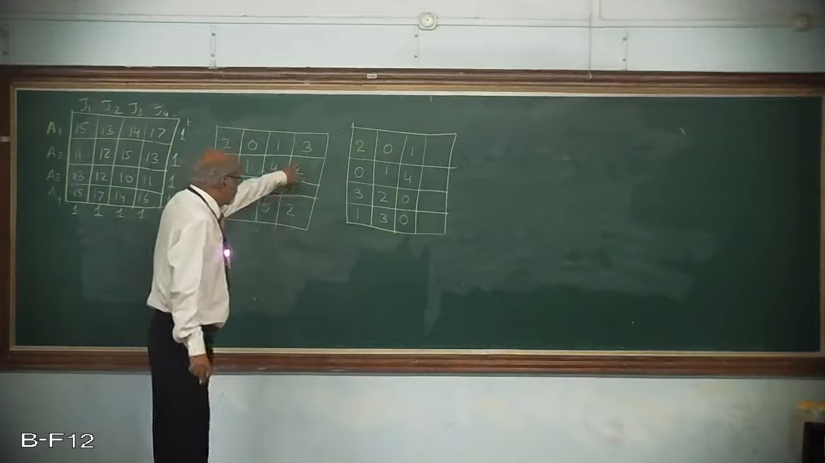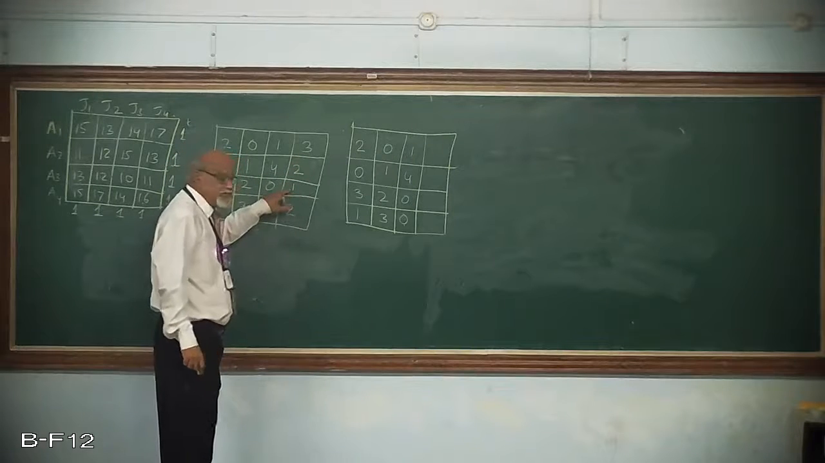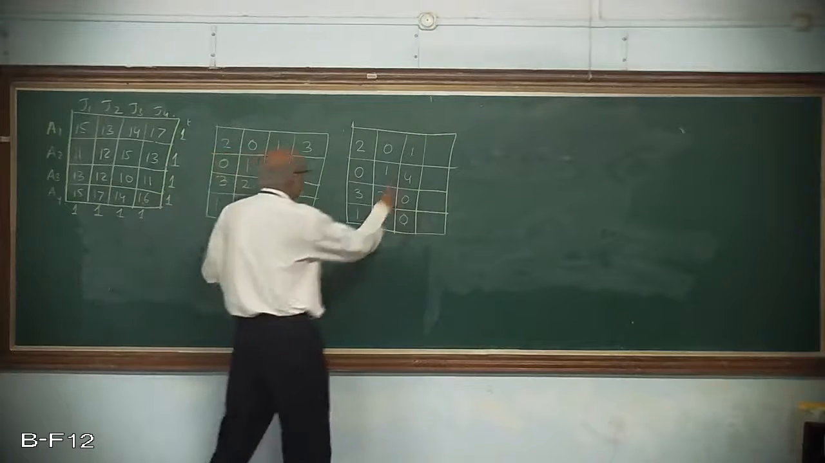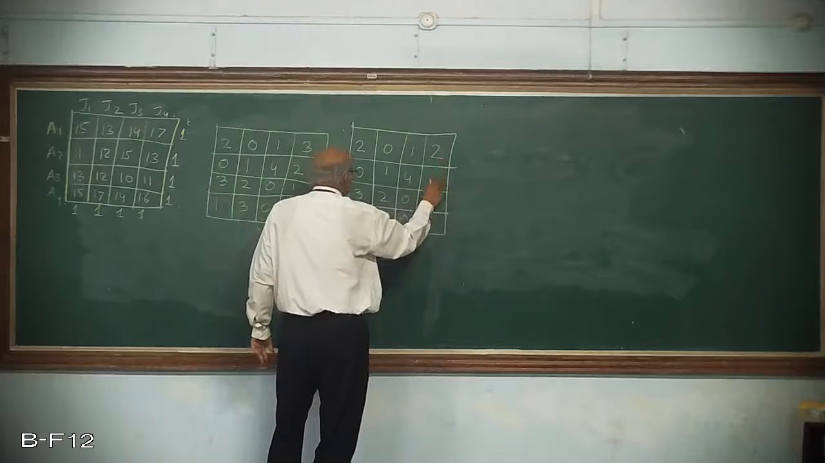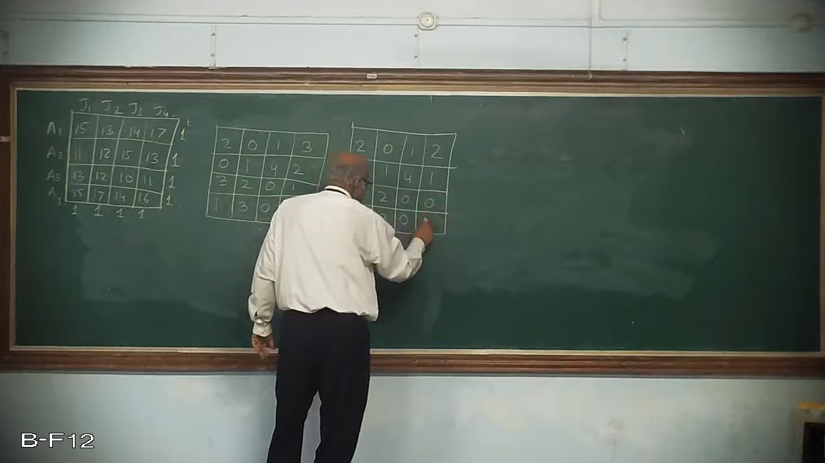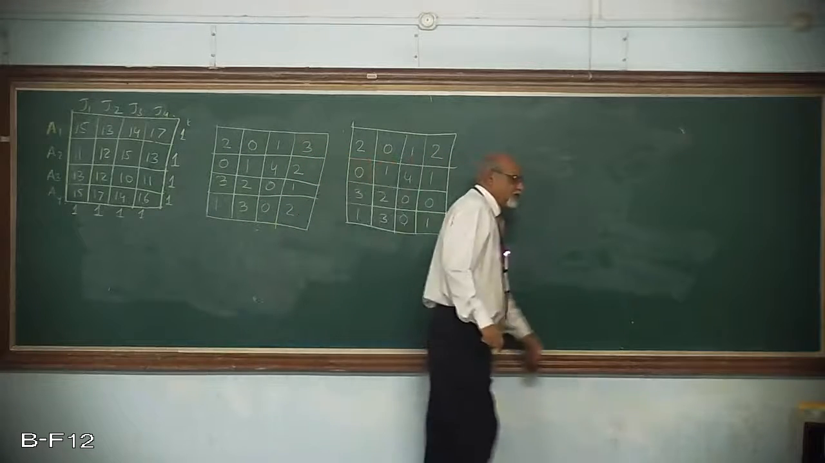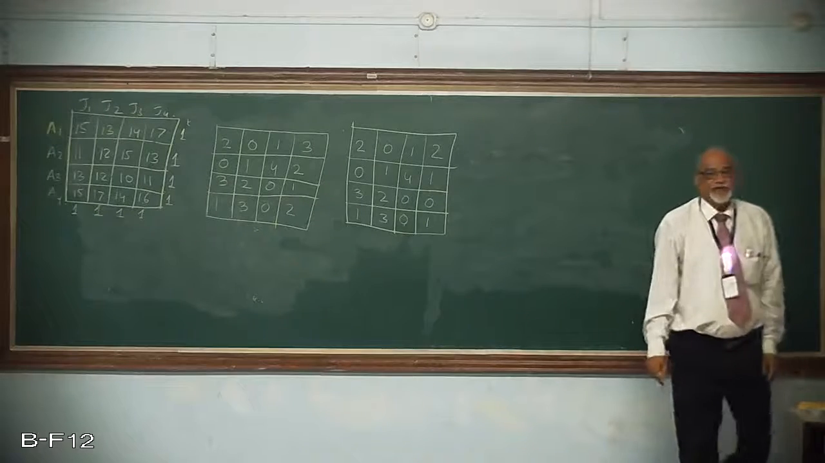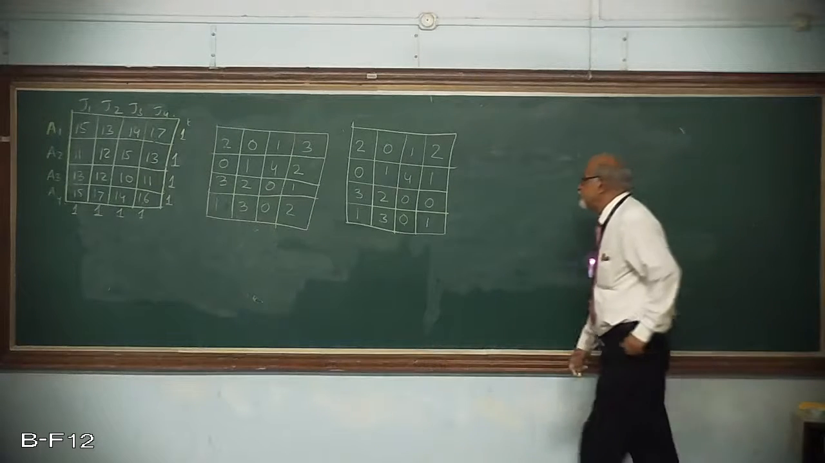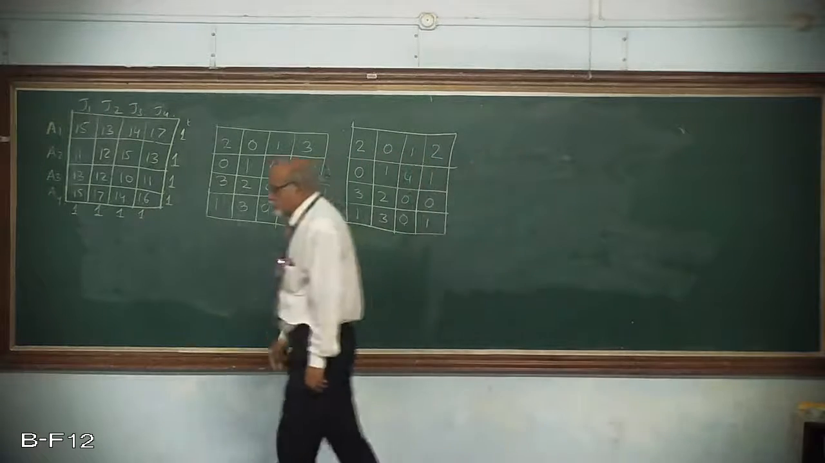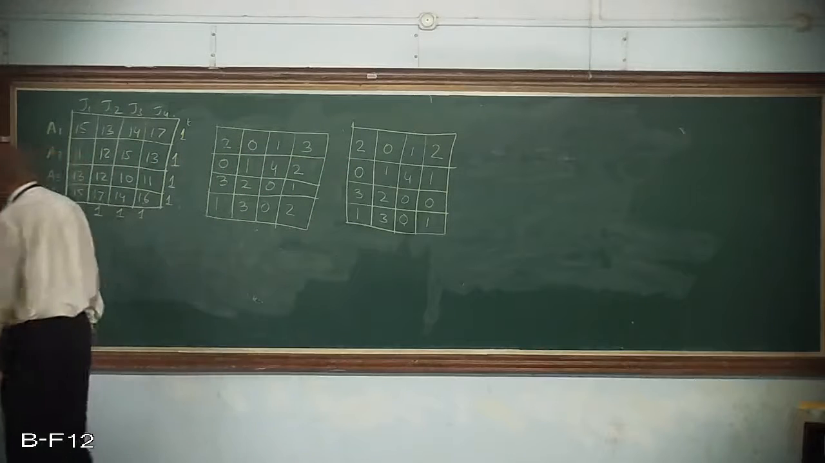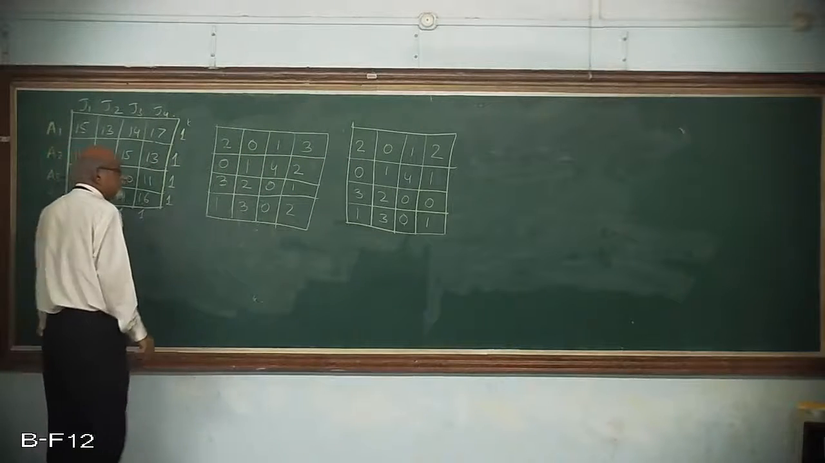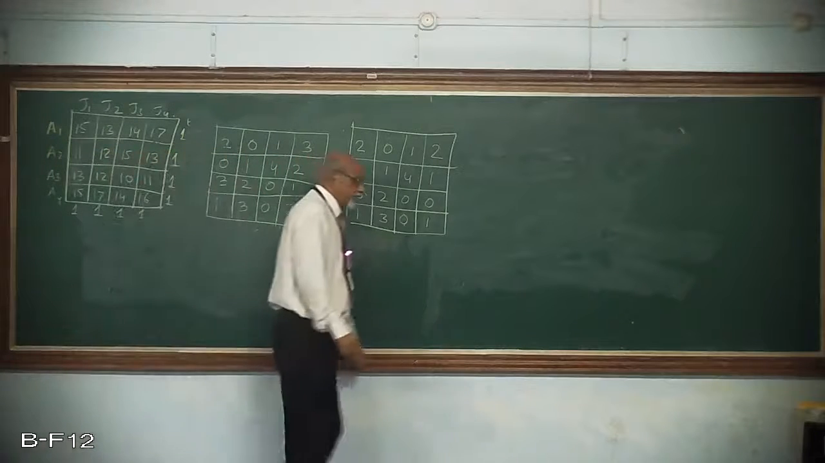Okay, now we'll go to the fourth column. Which is the least value here? The least value is 1. So that means it is going to become 2. This is going to be 1. This is going to be 0. This is going to be 1. Okay, now we can see that we have created 0 in each row as well as each column. Now the assignment may be possible.